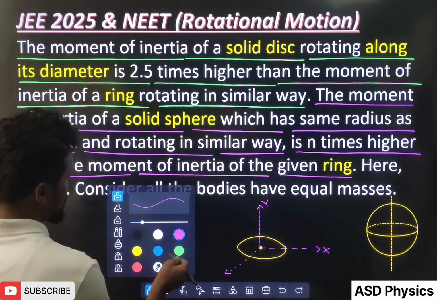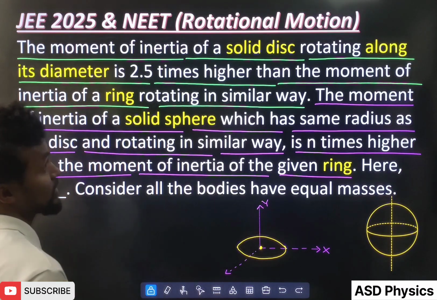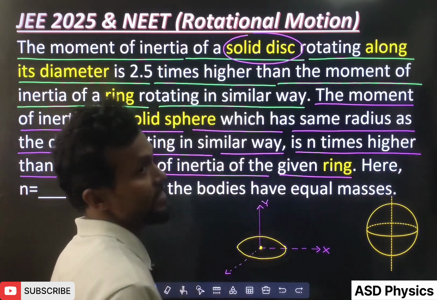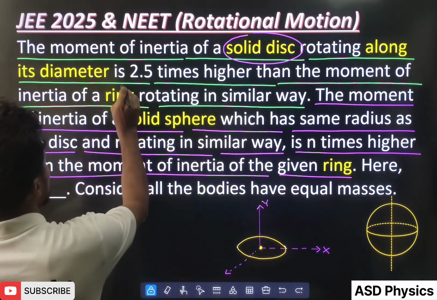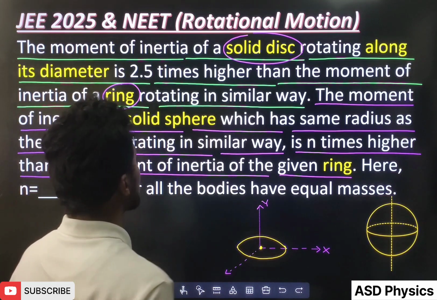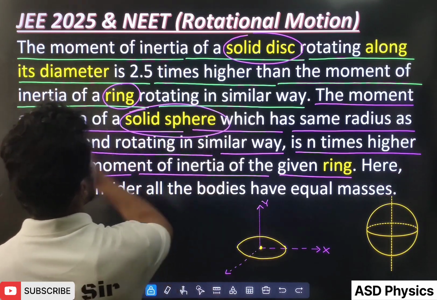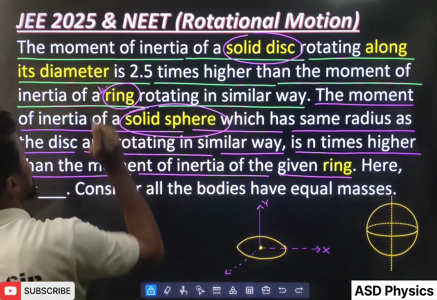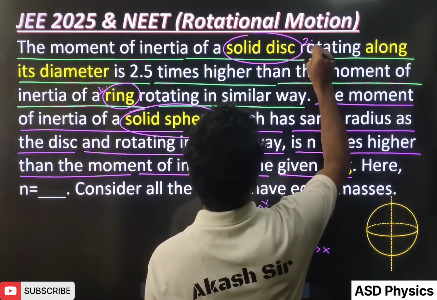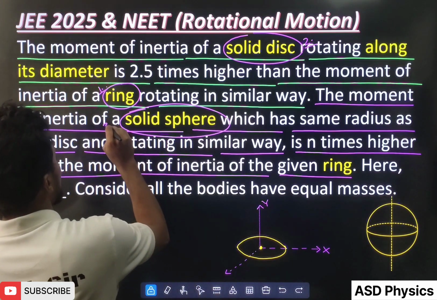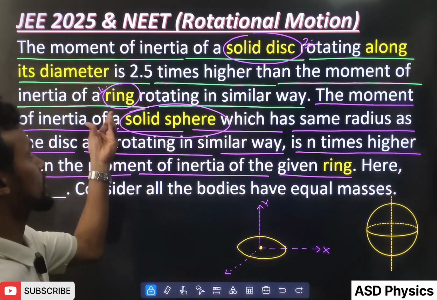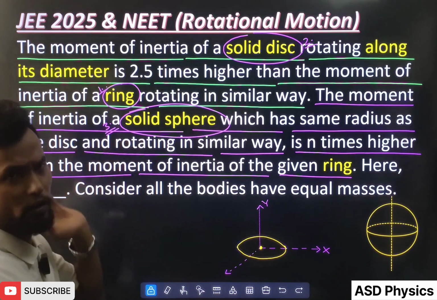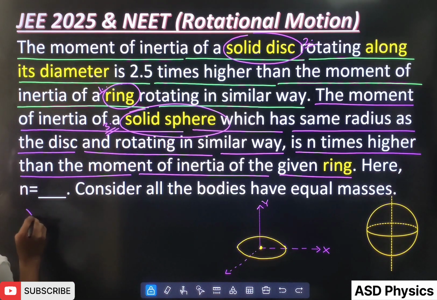So when you read the question multiple times, you have to read it multiple times, it is a somewhat confusing question. Here you can see what things they are talking about. First they are talking about the solid disk, then the ring, and then the solid sphere. So I will take them one by one. The ring I will take as body 1, the solid disk as body 2, and the solid sphere as body 3. Again, ring is body 1, solid disk is body 2, and solid sphere is body 3.